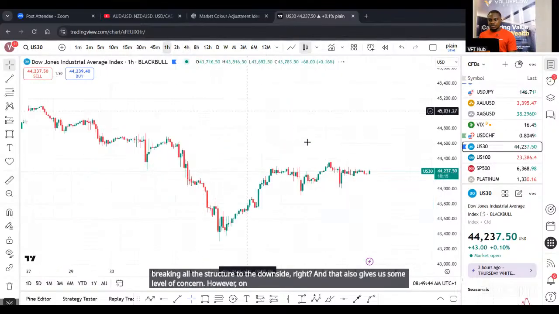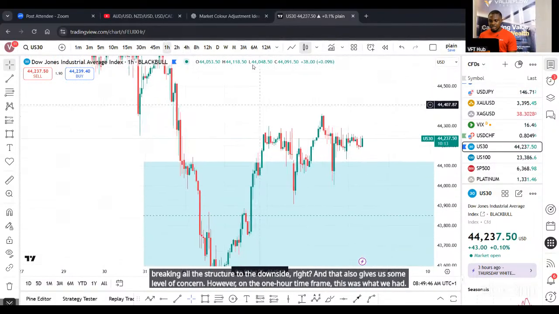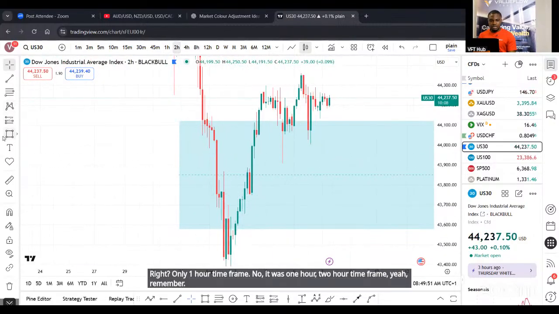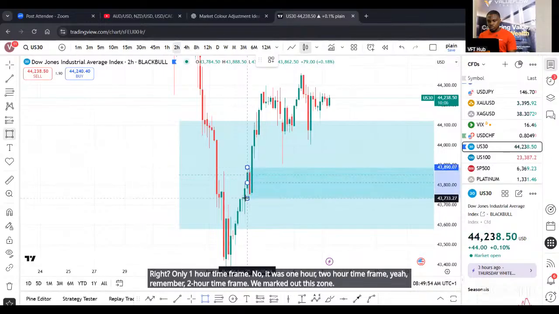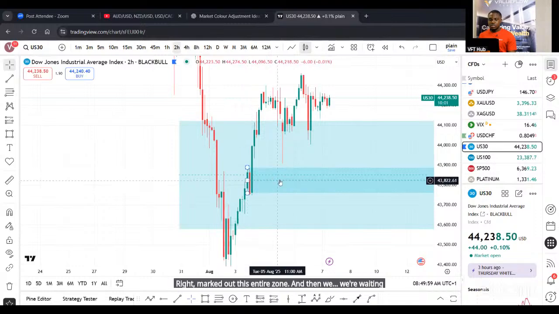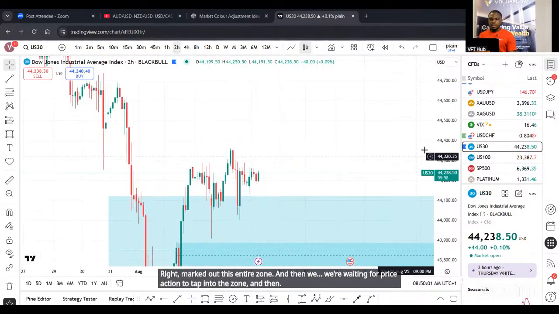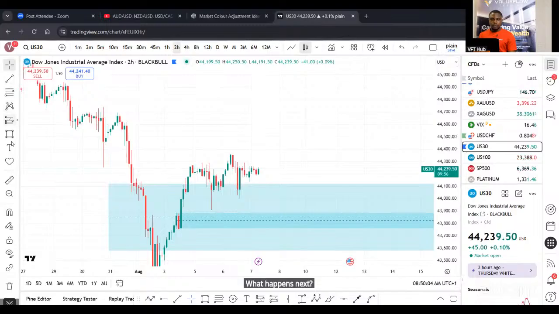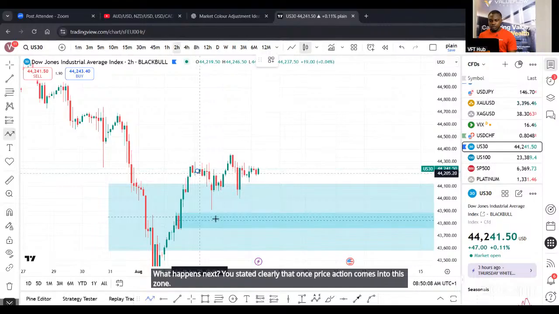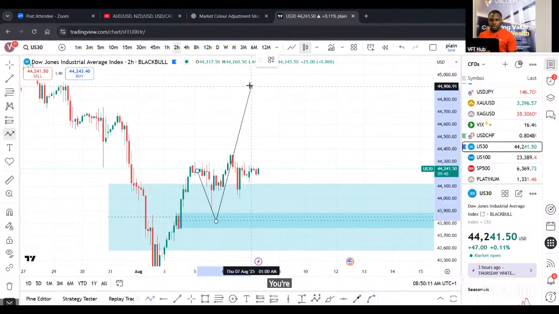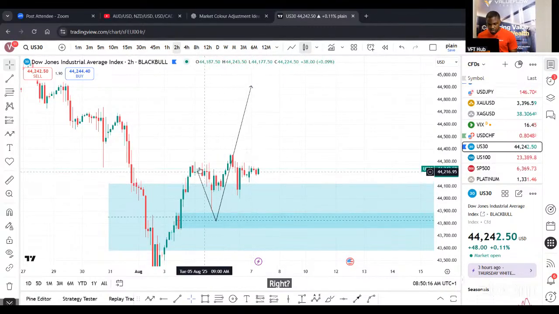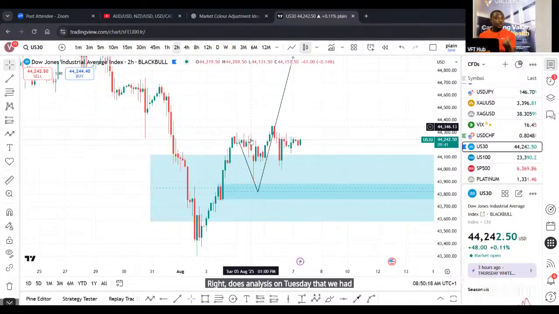However, on the 2-hour time frame, this was what we had. I remember it was the 2-hour time frame. We marked out this entire zone, and we were waiting for price action to tap into this zone, and then what happens next? We stated clearly that once price action comes into this zone, it's going to move all the way, at least to this place here. That was our analysis on Tuesday, especially on US 30.